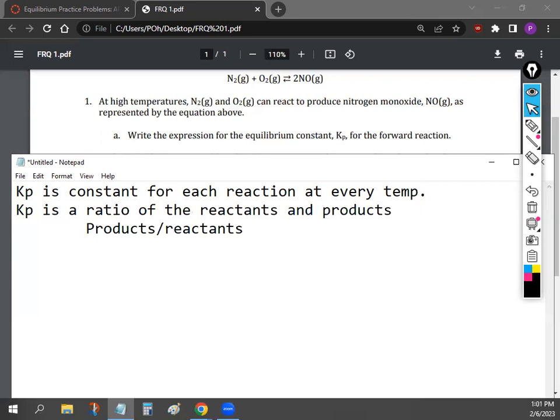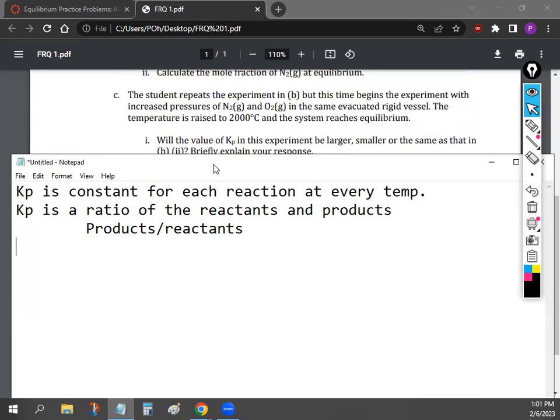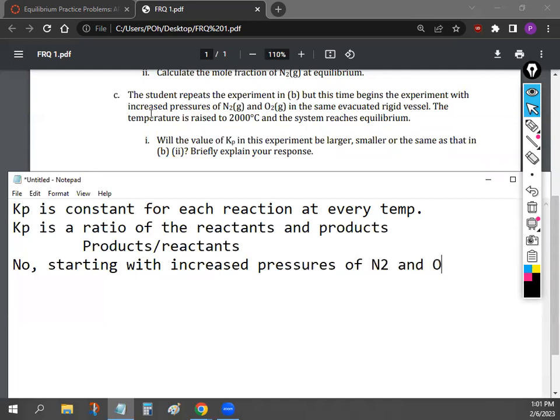So what that means is that no matter what you start the reaction with, if it starts going towards equilibrium, at some point you're going to have the same ratio between the reactants and products, right? So let's go back to the original problem. If you start with more N2 and O2, is that going to change Kp at all? No. So in this case, starting with increased pressures of N2 and O2 will not change Kp.